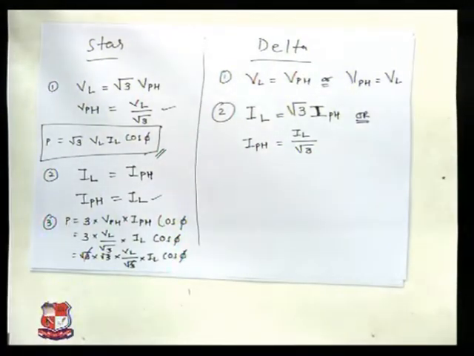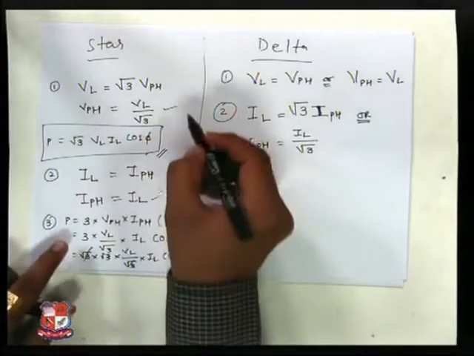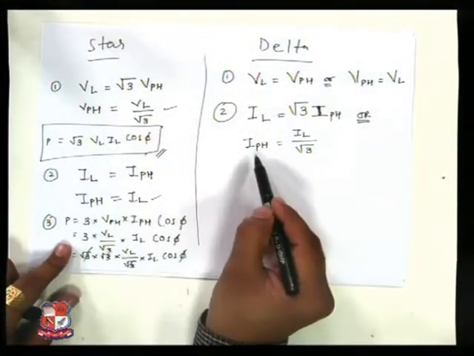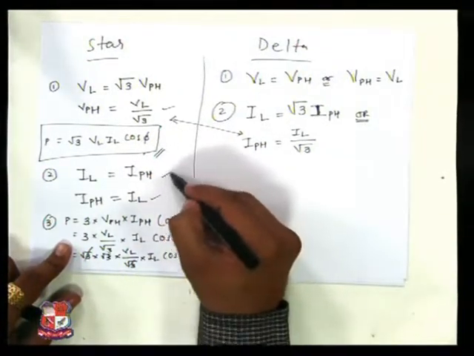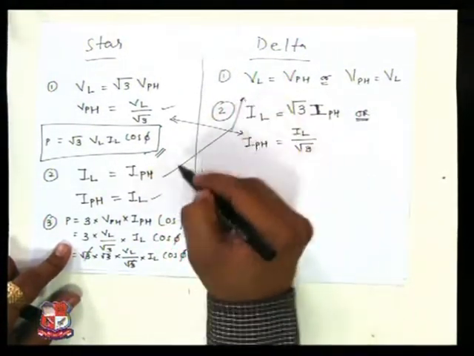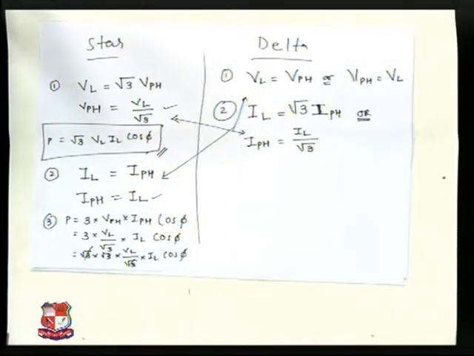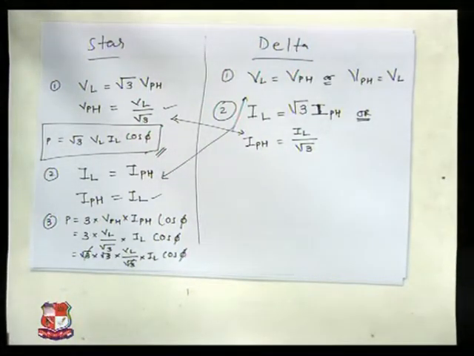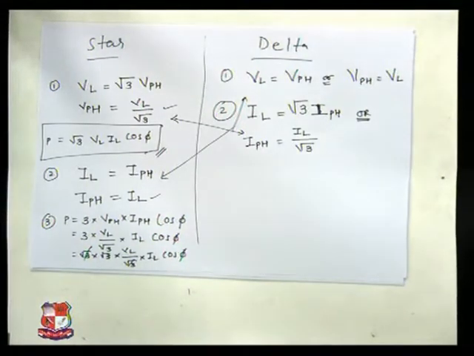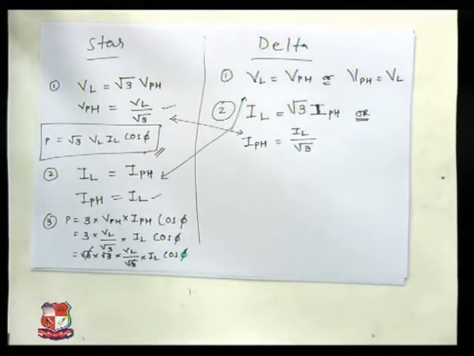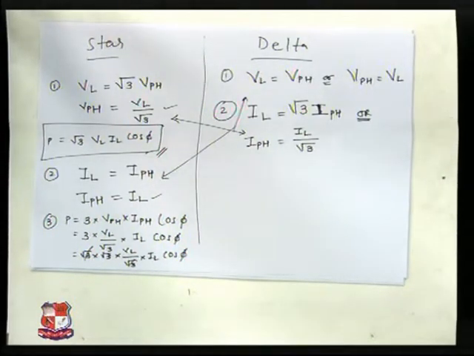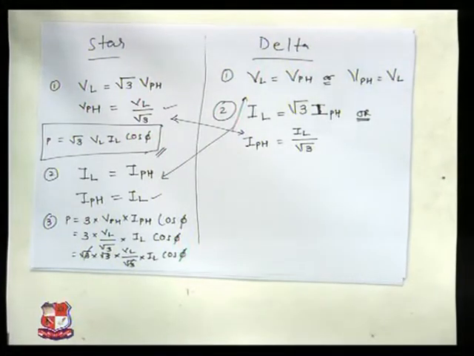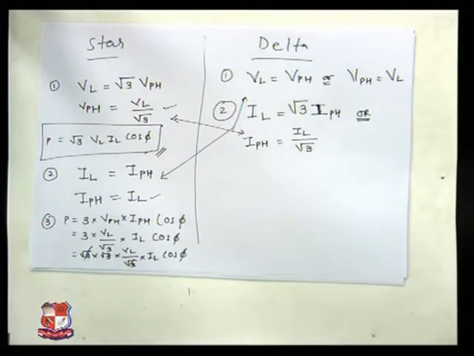Note here, if you look at the cross correlation between VPH, IPH, IL and VL, the equation we find for the line voltage in the star connection becomes the equation for the line current in the delta system, and the equation for the line voltage in the delta system becomes the one for the line current in the star connection.